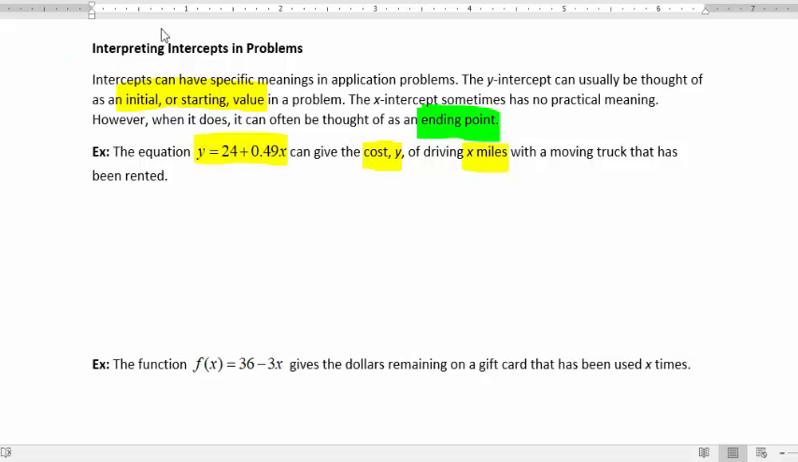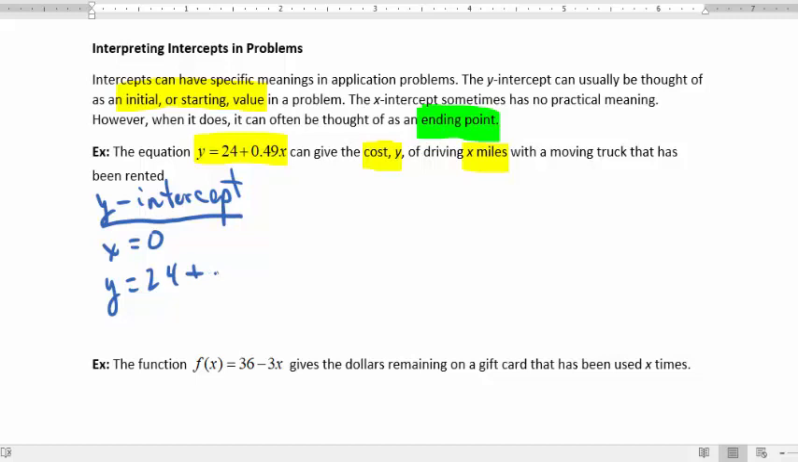So in the case of this one, let's think about the y-intercept. The y-intercept is going to be the value of y when x equals 0. So when x equals 0, we're going to get y equals 24 plus 0.49 times 0. So that's just going to be 0. So it's just going to be y equals 24. So the y-intercept is 0, comma 24.